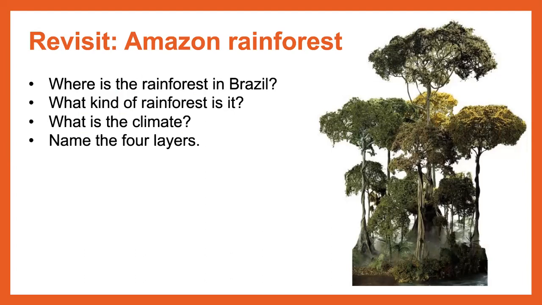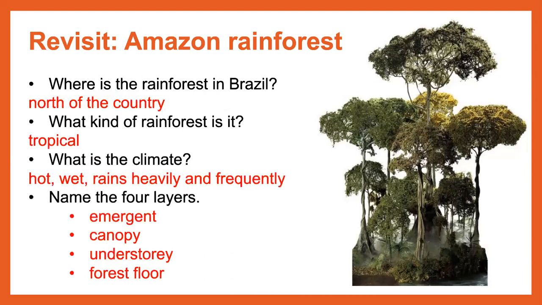Excellent. Well done if you were able to get the information. So the rainforest in Brazil is in the northern part of the country, and it is a tropical rainforest. Remember, there are 2 different types of rainforest, tropical and temperate, but the Amazon rainforest is a tropical rainforest. What climate is the Amazon rainforest? It is hot, wet, and rains heavily and frequently.